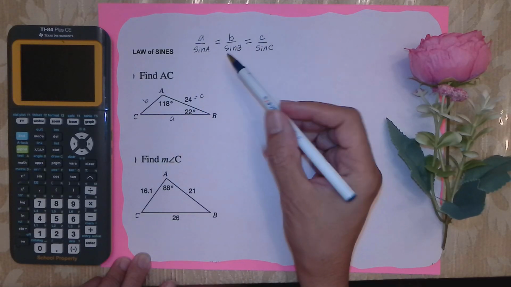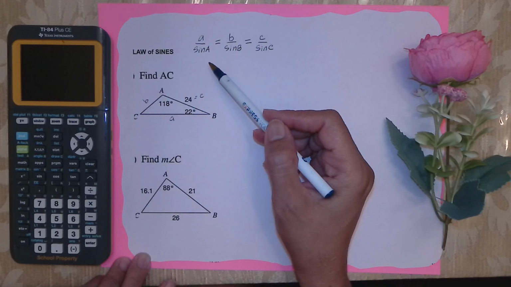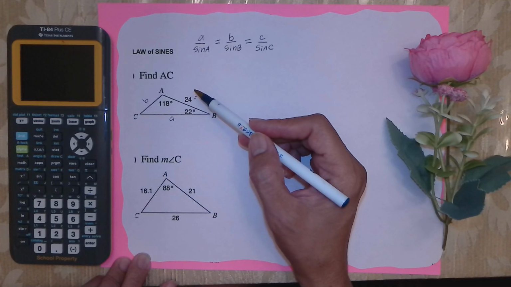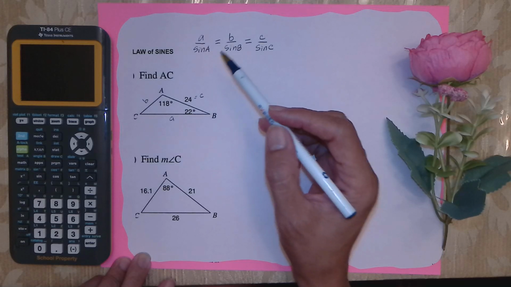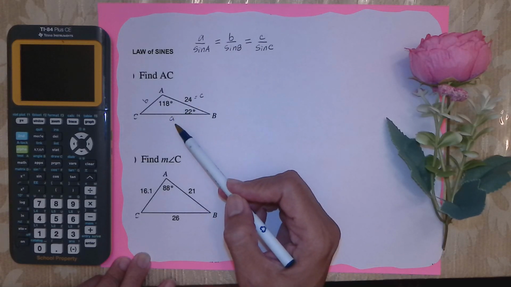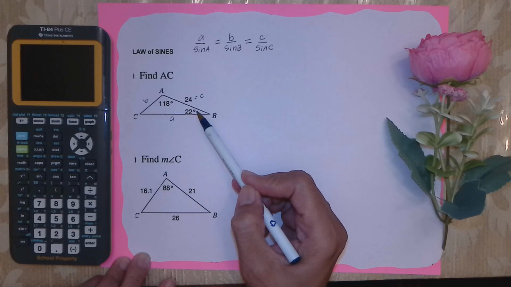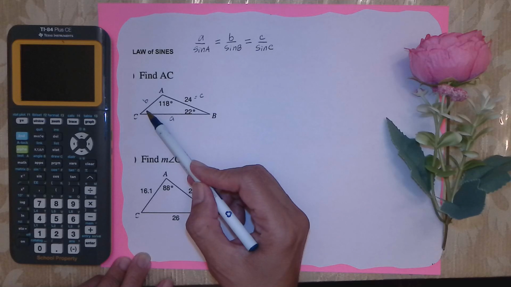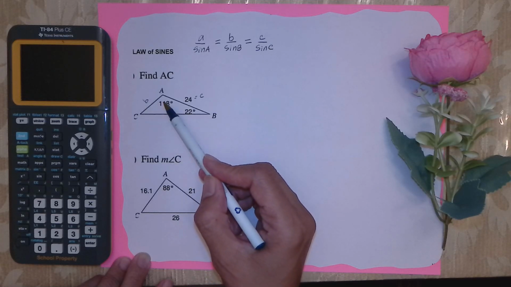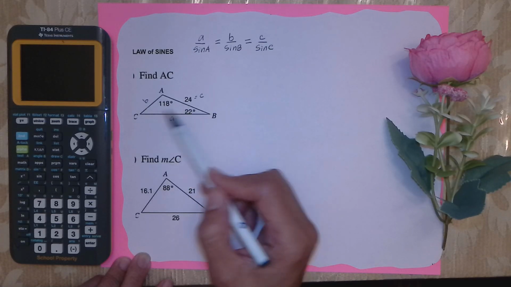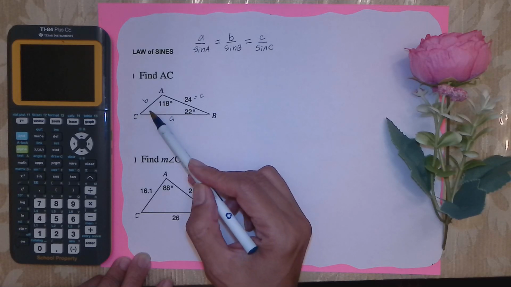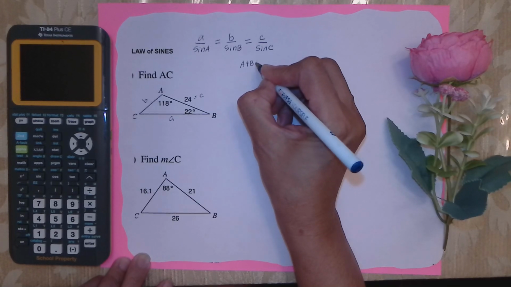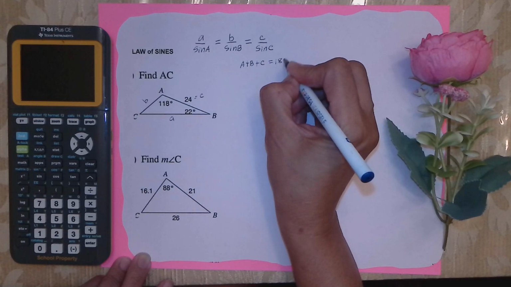So in order for us to use the law of sines, the first thing that you have to look for is if there is a pair of angle and its opposite side given in the problem. Here we have an angle, but we don't have the opposite side. But over here, we can find an angle because the sum of the angles in a triangle always sums up to 180 degrees. So A plus B plus C is equal to 180 degrees.